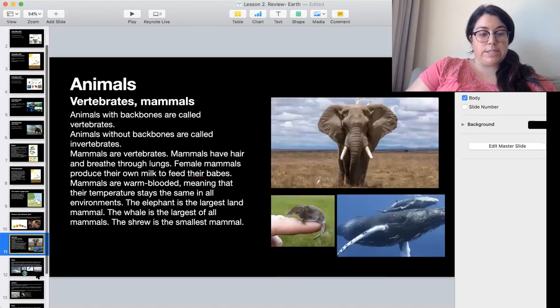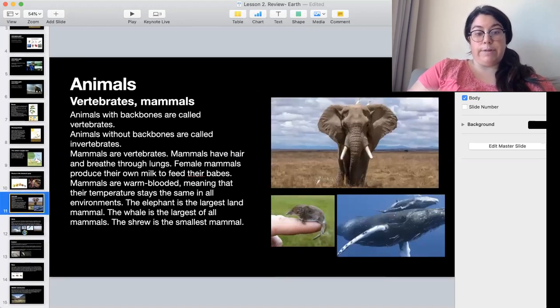Here we have other examples of animals. We have the vertebrates, the mammals. Mammals are a type of vertebrates, because we have different vertebrates like amphibians or fish, okay? But in this case, we're going to discuss mammals. Mammals have hair and breathe through their lungs. Female mammals produce their own milk to feed their babies. Mammals are warm-blooded. That's to say that their temperature stays the same in all environments.